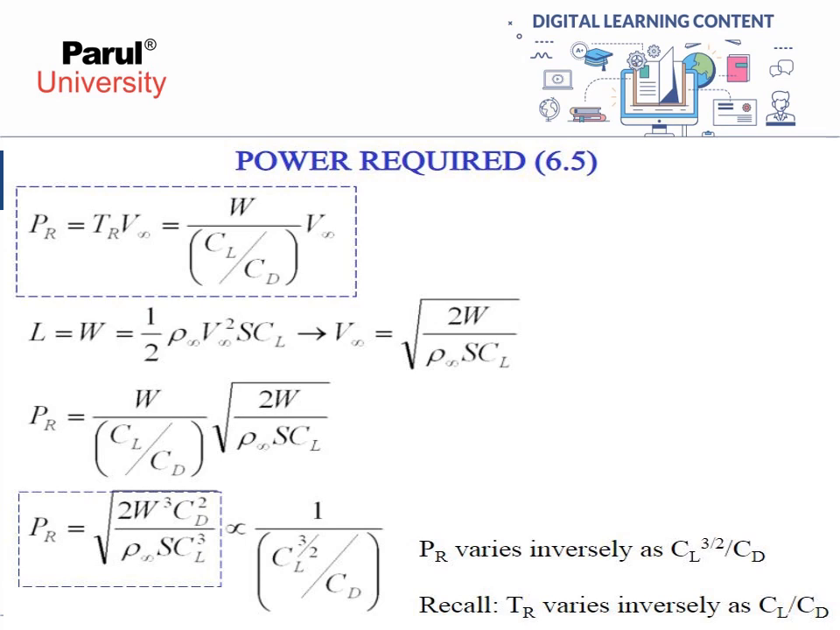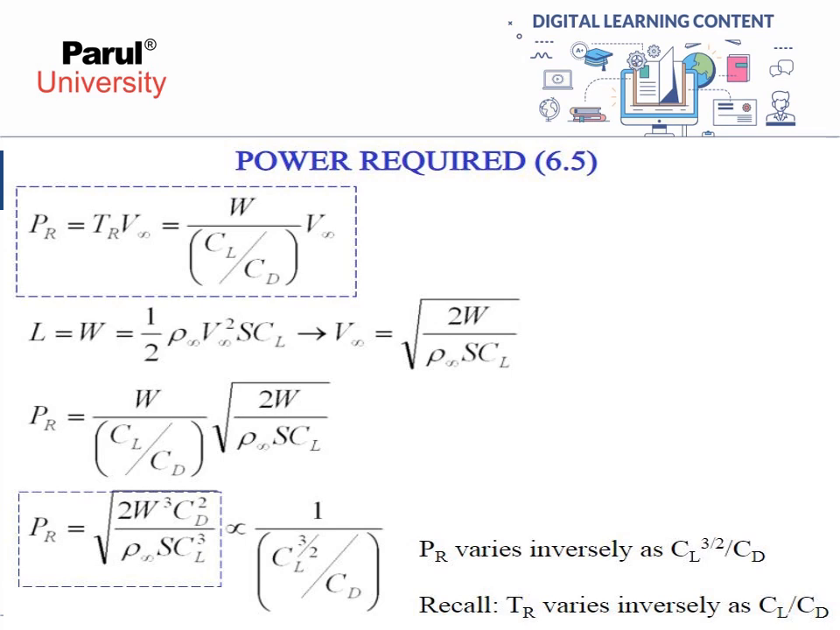The power required is equal to thrust required into V infinity, and thrust required we know is W by CL by CD. Then lift is equal to W, equal to 1 upon 2 rho V infinity square S into CL, or we can say V infinity is equal to square root of 2W upon rho infinity S into CL. Now we have to put this value in our power required equation.